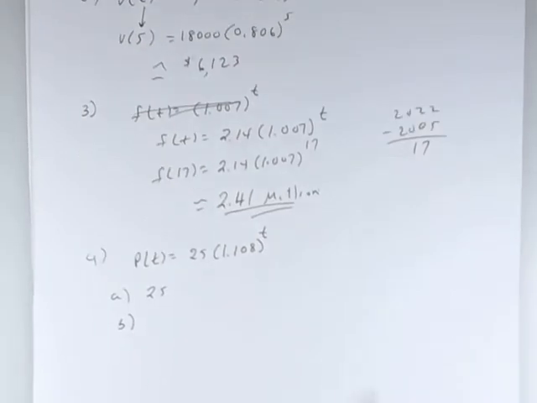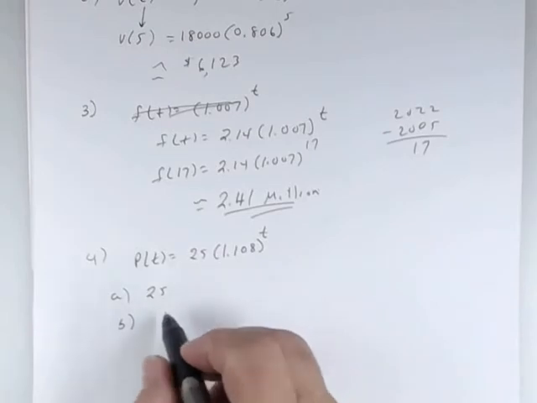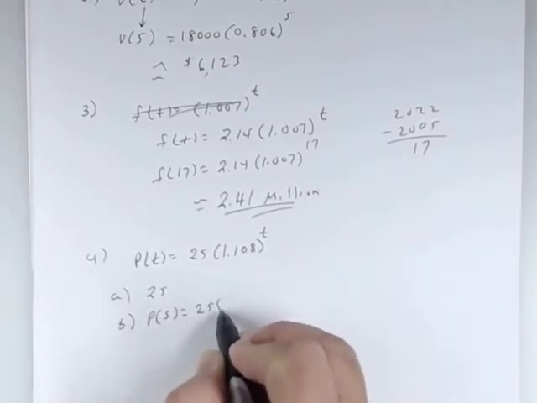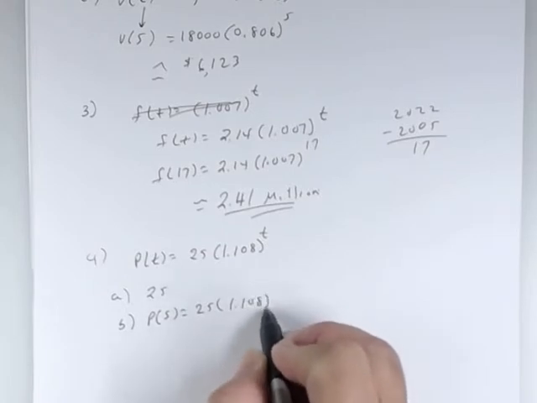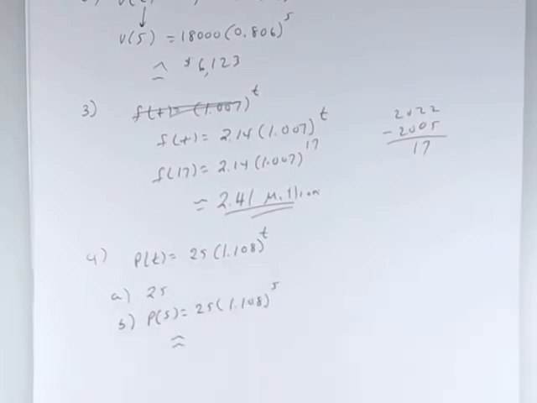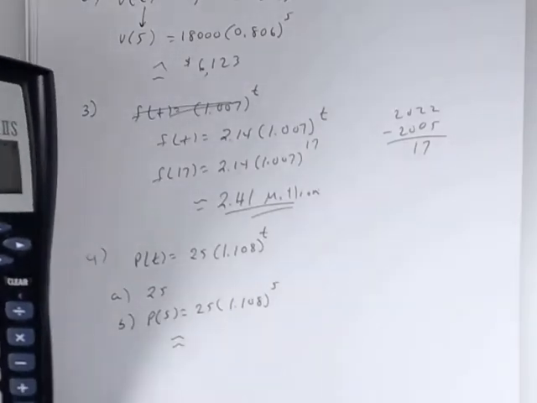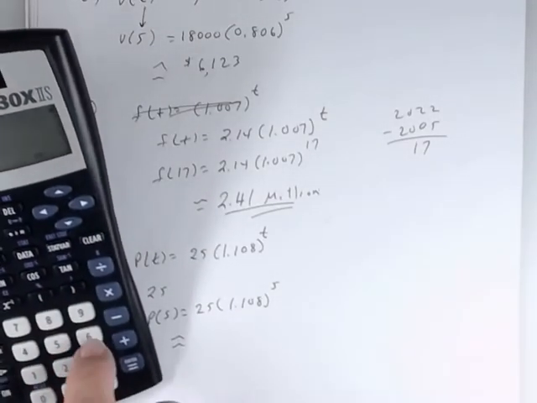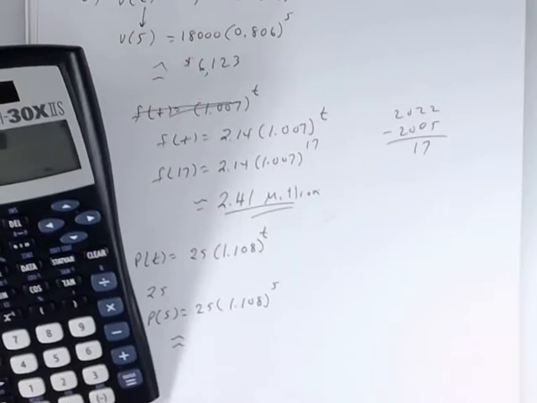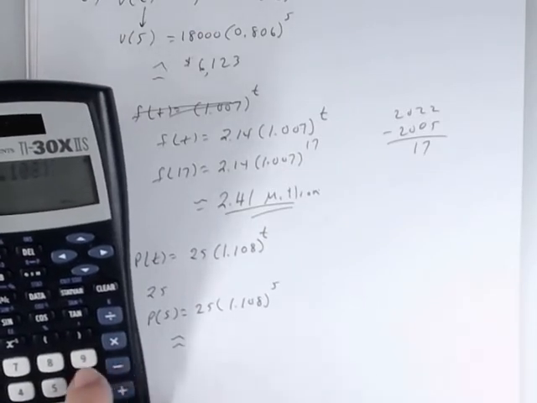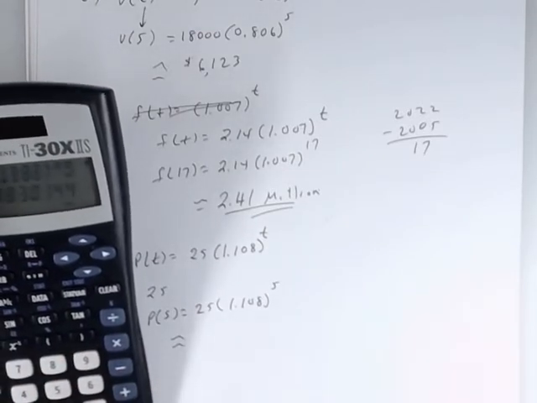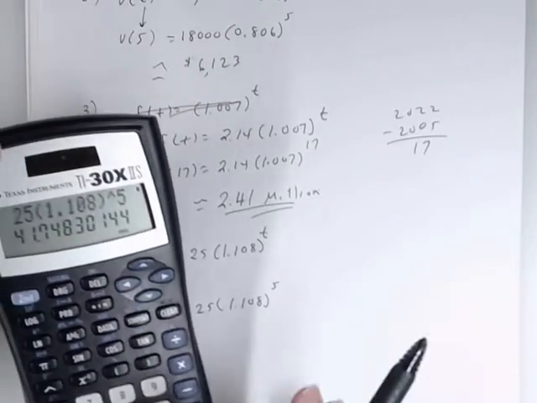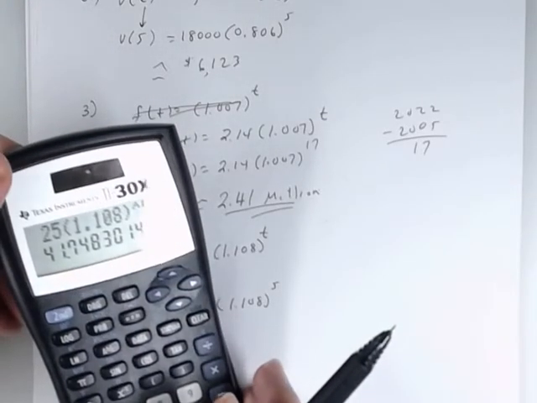according to the model, what will be the population of the species in 5 years? So in place of t, what do you plug in? All right, and just use your calculator. Now let's see what you end up with. 25 times 1.108 raised to the 5th power equal. So to the nearest whole number, what is that? 42?